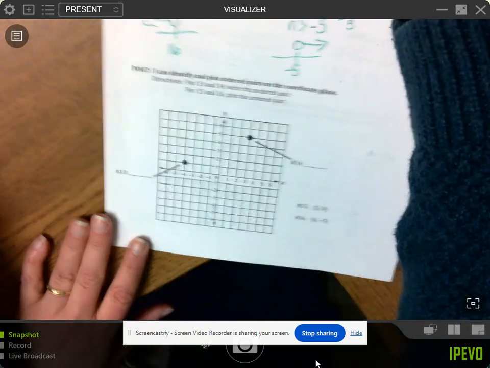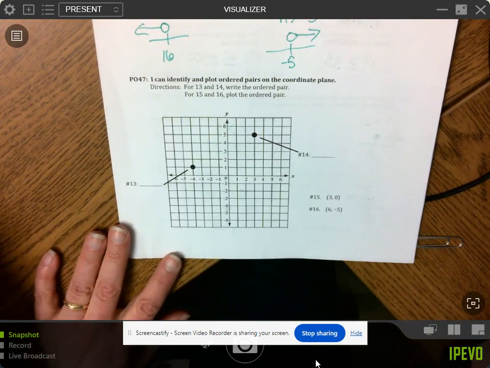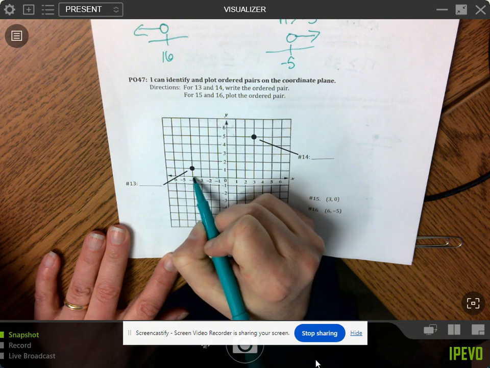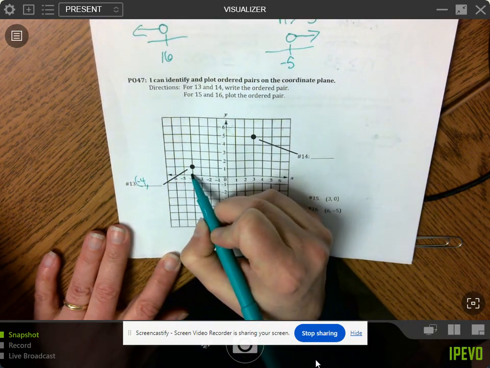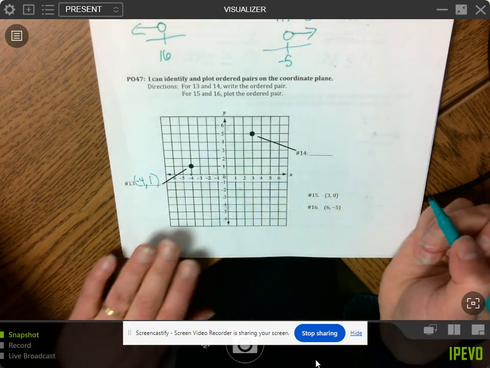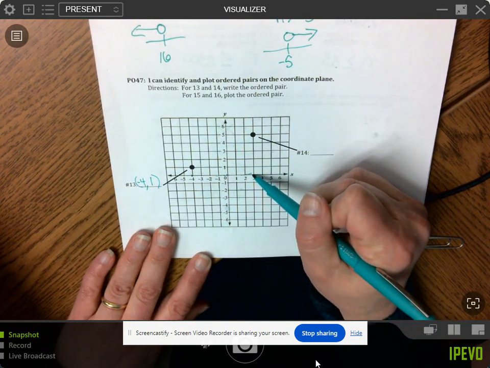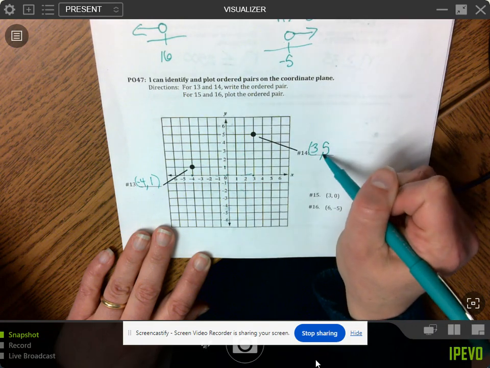When we look at number 13, I'm going to do my x first. So I come all the way out and I come to negative 4. And then I go up. My y is a 1. So it's negative 4, 1. For number 14, I do my x first. That is the 3. I come up and the y is a 5.